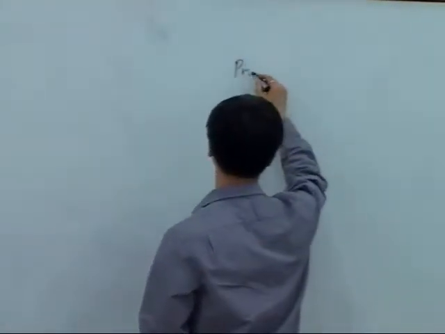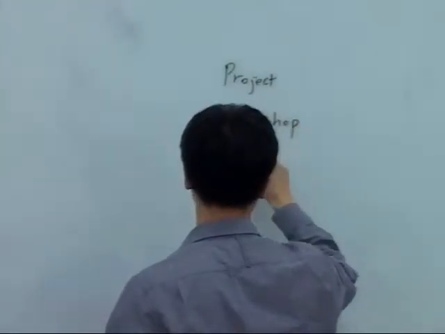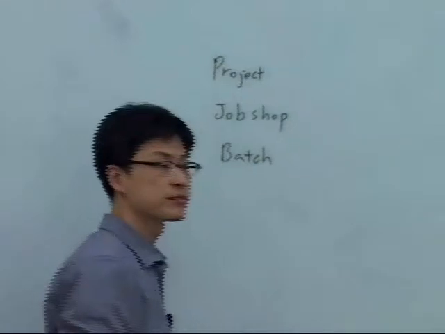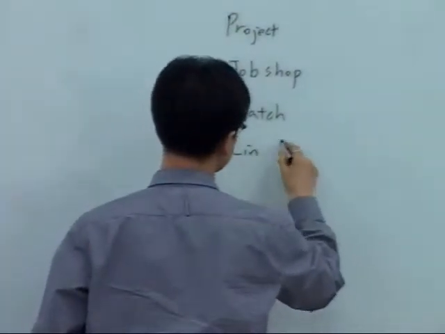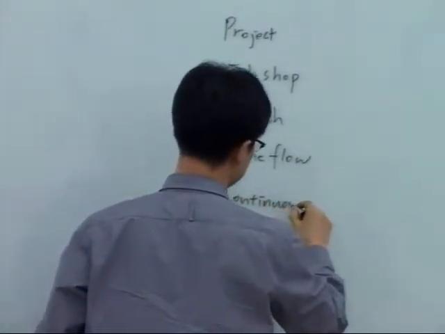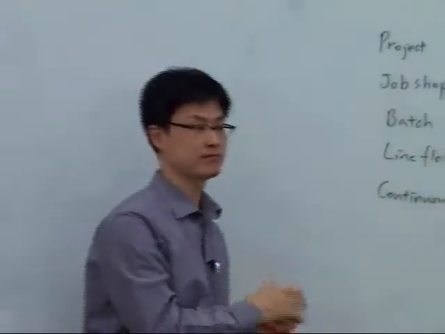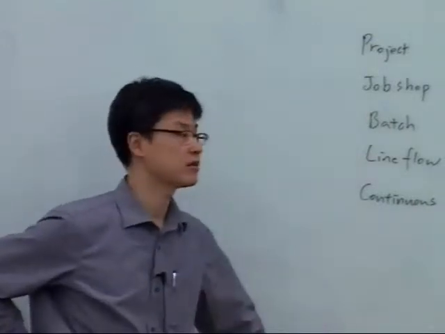What kind of processes are there? Project, job shop, batch, line flow, continuous process. Anything other than that, based on this reading assignment? Okay.